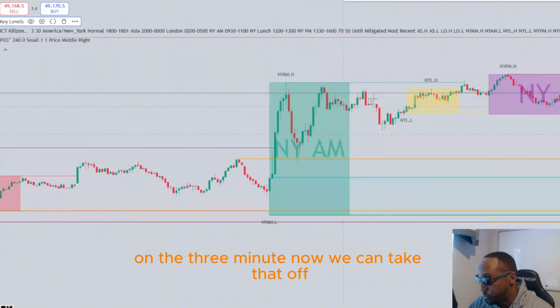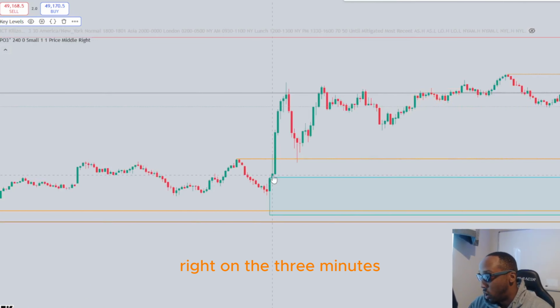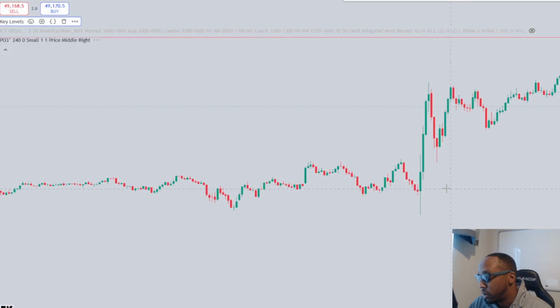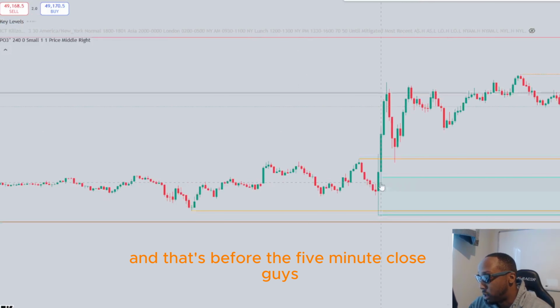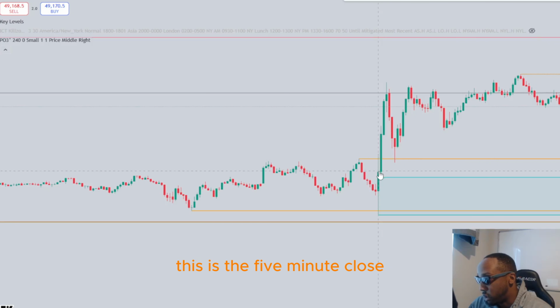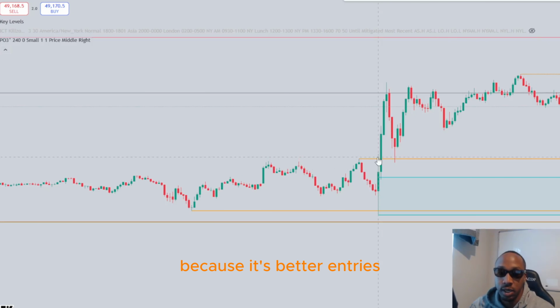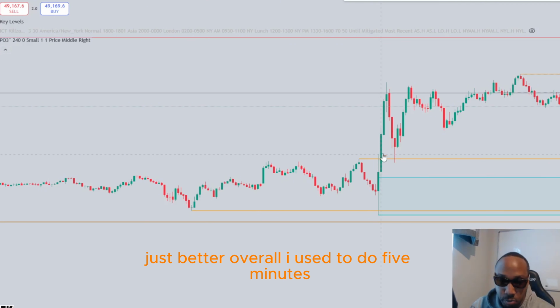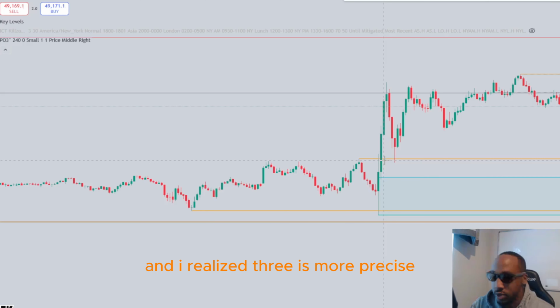On the 3-minute, now we can take that off, right? On the 3 minutes, we have an engulfing, which is a very bullish candlestick. I got in right here, and that's before the 5-minute close, guys. This is the 5-minute close. The reason why I use 3 minutes is because it's better entries, just better overall. I used to do 5 minutes, and I realized 3 is more precise.